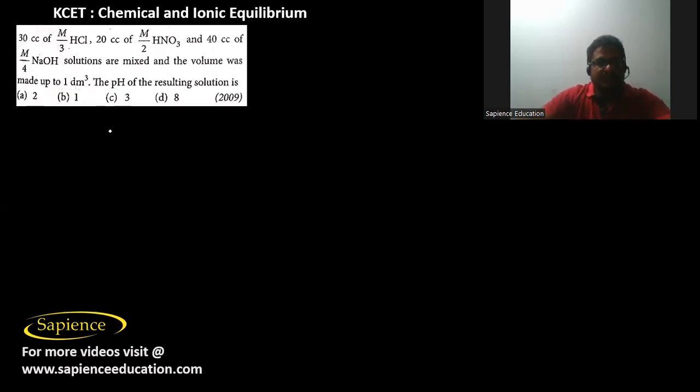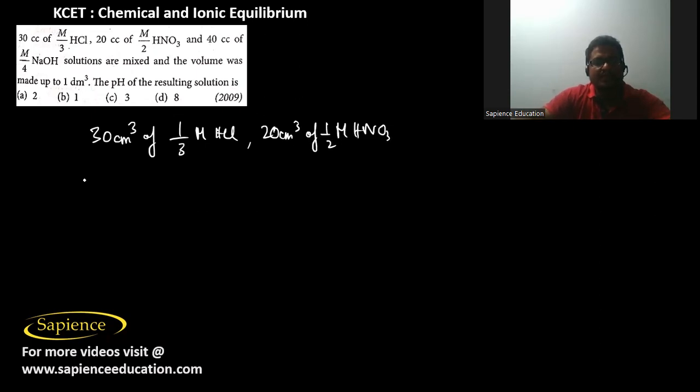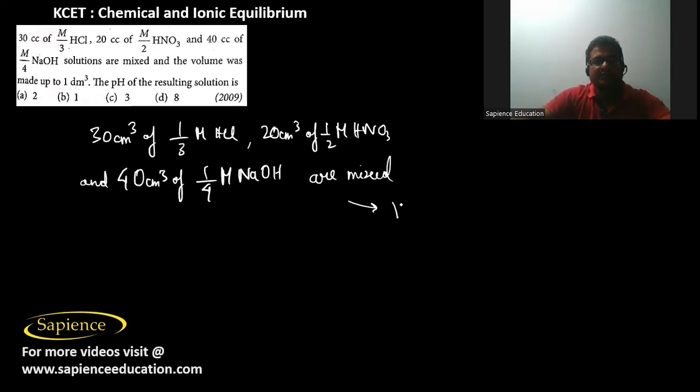Then here it is told 30 centimeter cube. 30 cc means cubic centimeter. So 30 centimeter cube of 1 by 3 molar HCl, 20 centimeter cube of 1 by 2 molar HNO3 and 40 centimeter cube of 1 by 4 molar NaOH solutions are mixed, and the volume was made up to 1 decimeter cube, or 1 liter. Then the pH of the resulting solution will be?